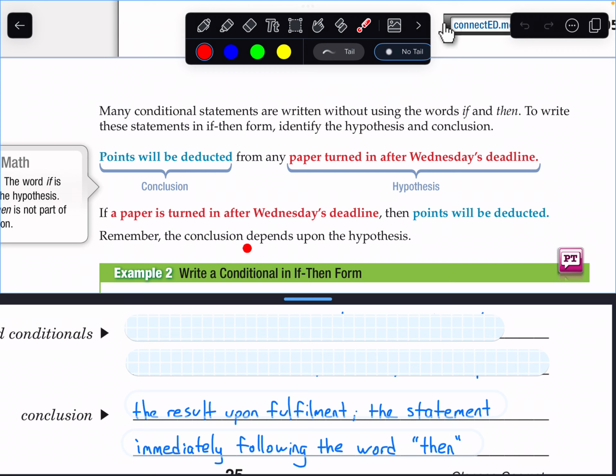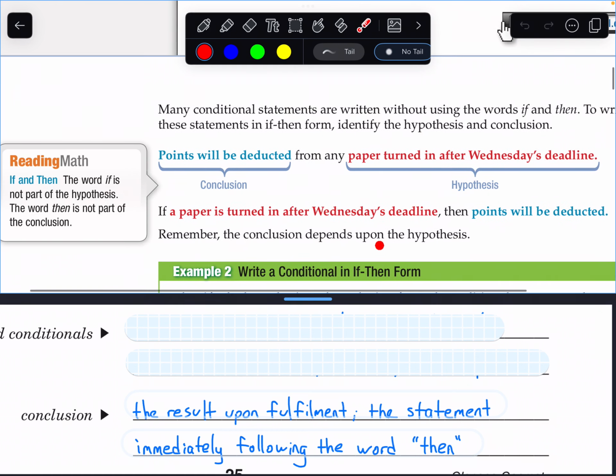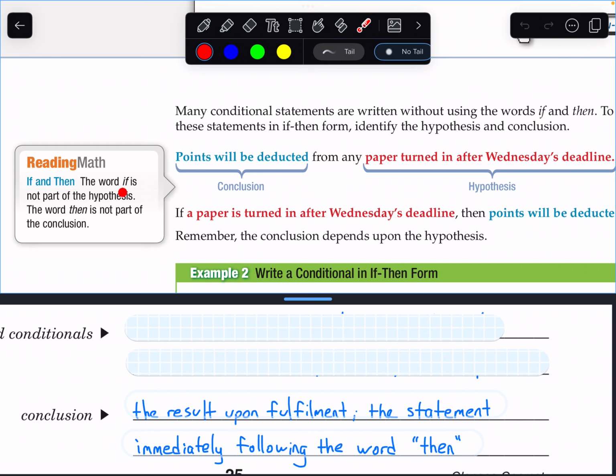Remember, the conclusion depends upon the hypothesis. It is a cause and effect relationship. Please note that the word if and the word then are not actually part of the hypothesis and conclusion.